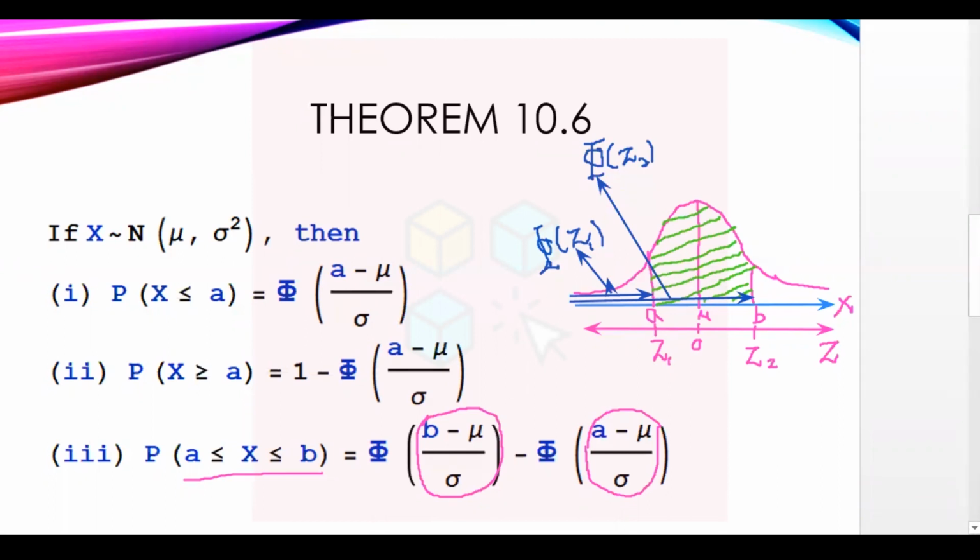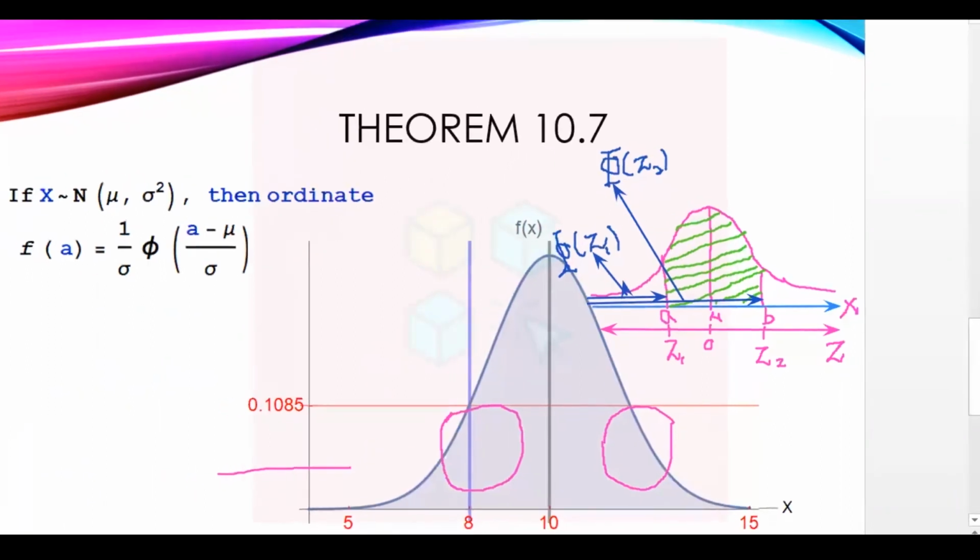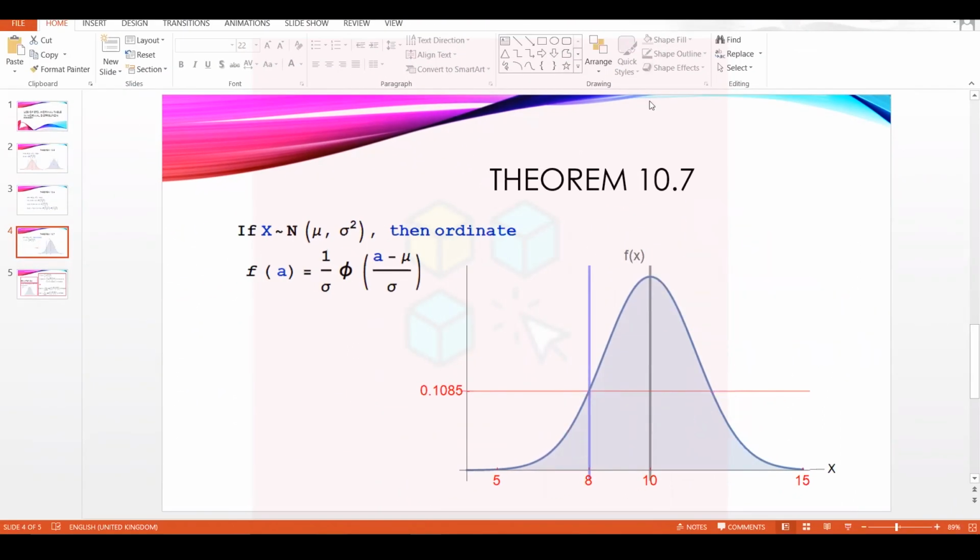After this theorem, we will come to the next theorem, 10.7, in which we have to find the ordinate of the normal distribution using the standard normal distribution. You can see a curve of the normal distribution. Small f of x is the title of the curve.